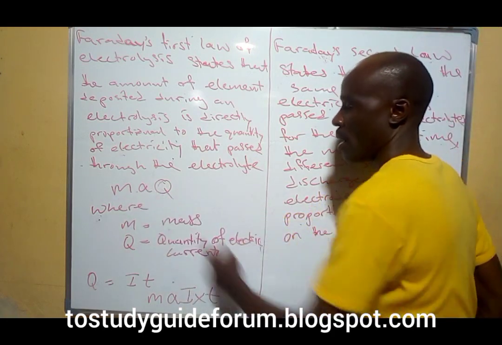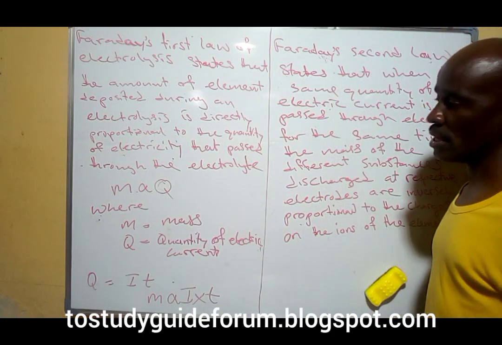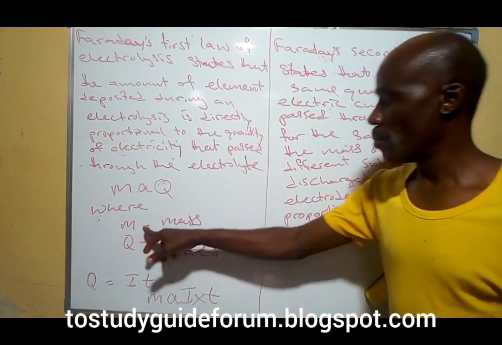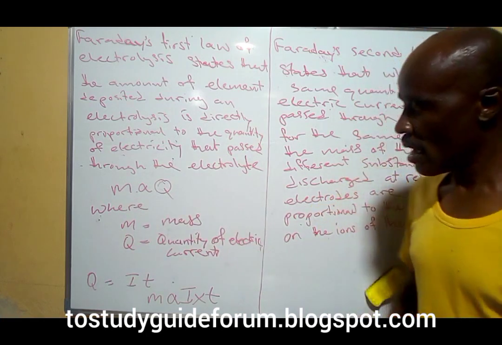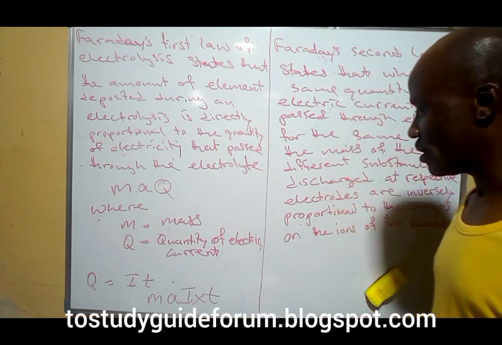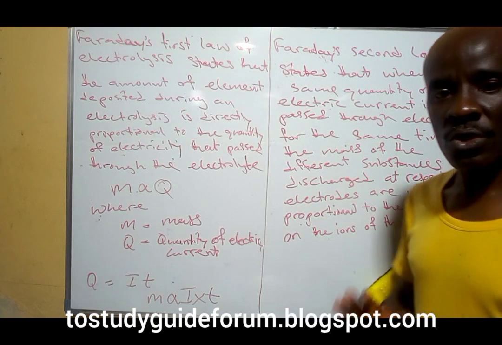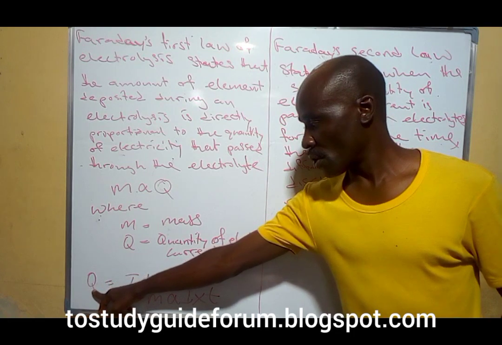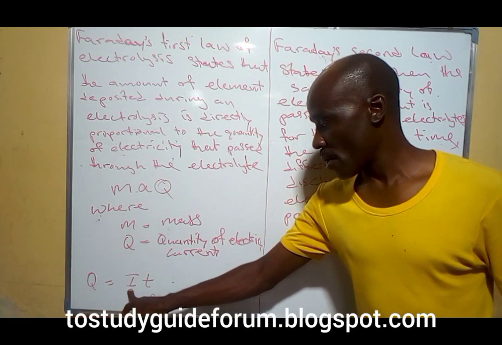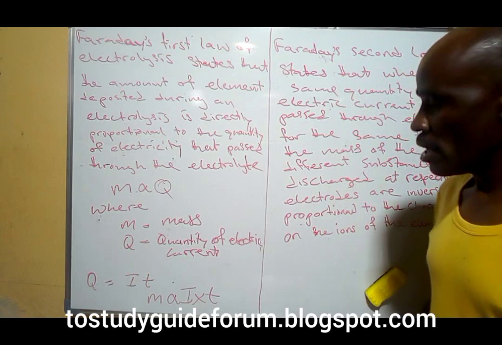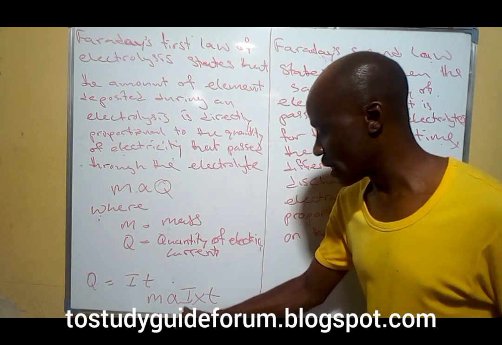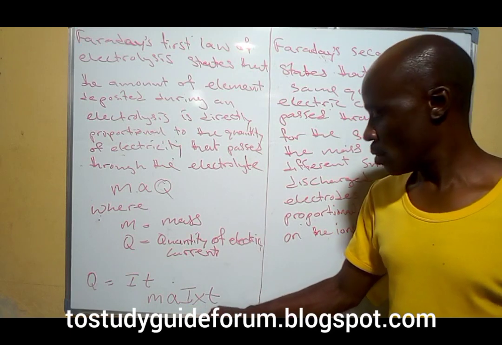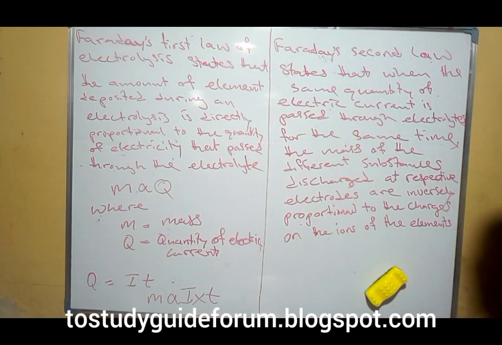In mathematical symbols, we have that M is directly proportional to Q, where M stands for the mass and Q stands for the quantity of electric current. Now, the quantity of electricity, Q, can be calculated by current times time. So mass is directly proportional to electric current and also directly proportional to the time.